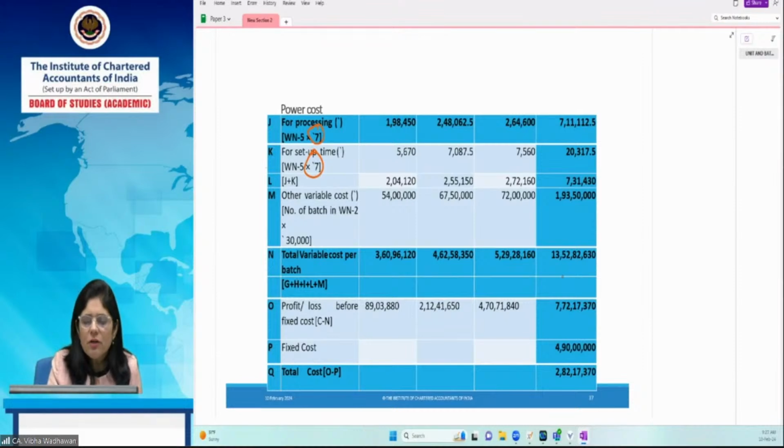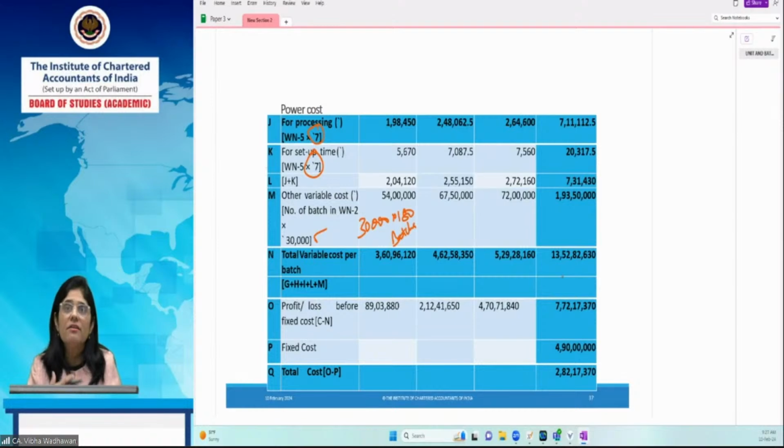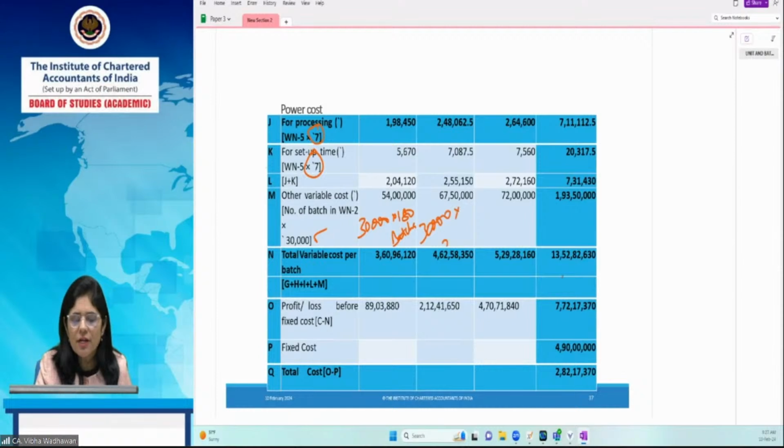Other variable cost was 30,000. So number of batches. It was as per number of batch, not unit. So 30,000 into 180 batches we had. For large, we had 180 batches, 180 run. So 30,000 per batch. We have already calculated. इसके 225 batches run होंगे और इसके run होंगे I think 240 batches. Clear? So this is the variable cost.